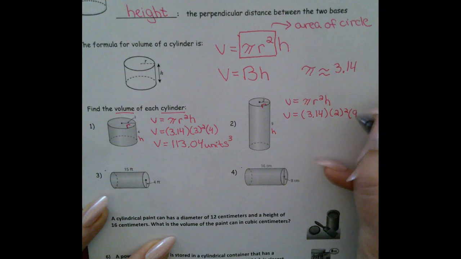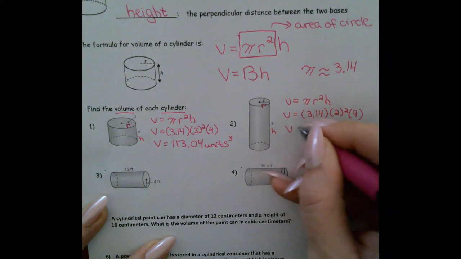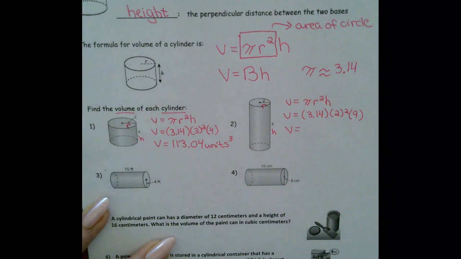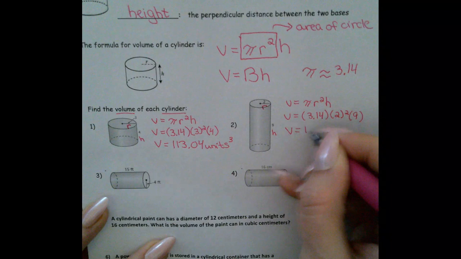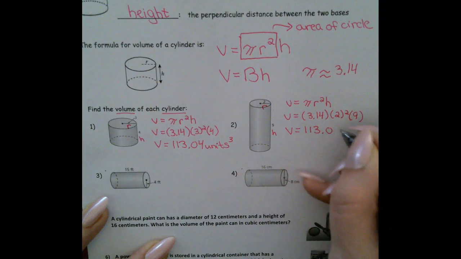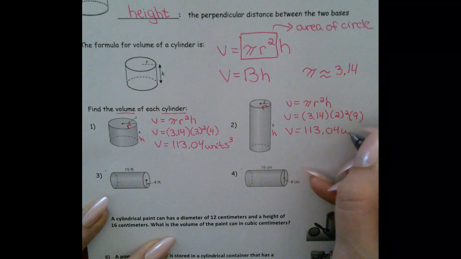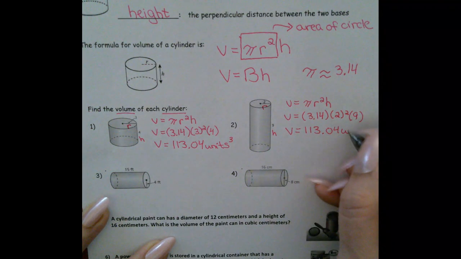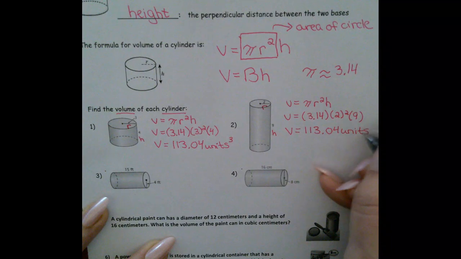That's 9. All I'm going to have to do in my calculator is just change what the radius and the height are, because again, it's a bunch of questions that are all asking you to solve for the volume of a cylinder. Change that to 9, and I get 113.04. And again, this did not give me units, so I would write out the word units cubed.